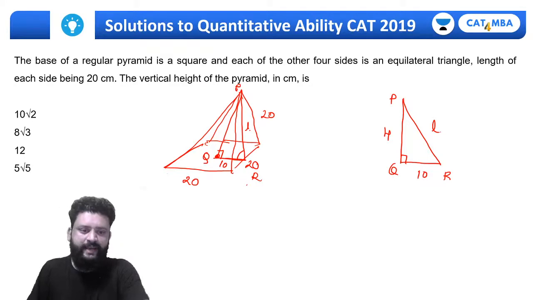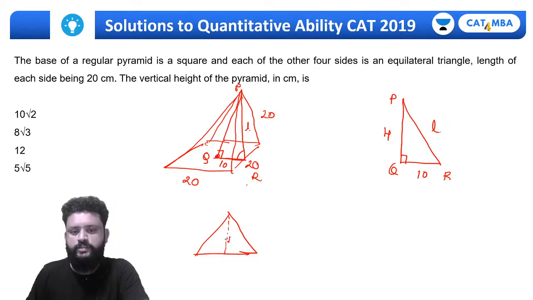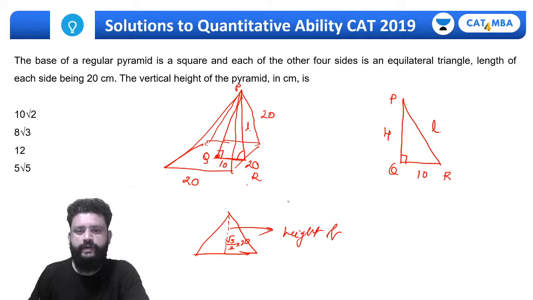So this triangle is an equilateral triangle, and its height is what? What's the height of an equilateral triangle? Do you remember the direct formula? This is going to be root 3 by 2 into 20. Anybody remembers this? Height of equilateral triangle, P, this is R.